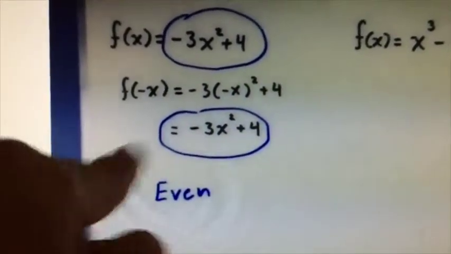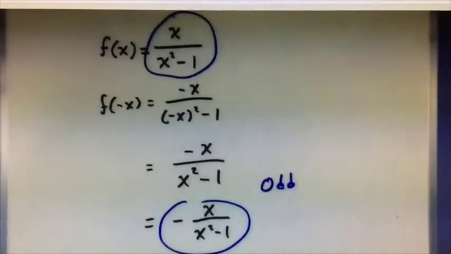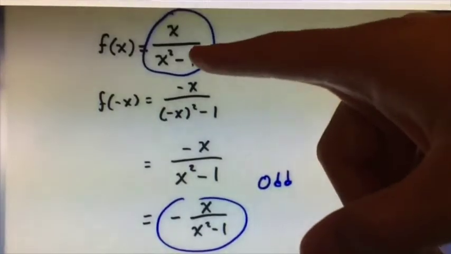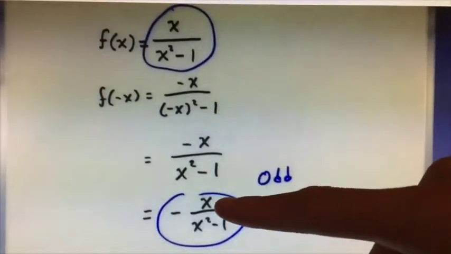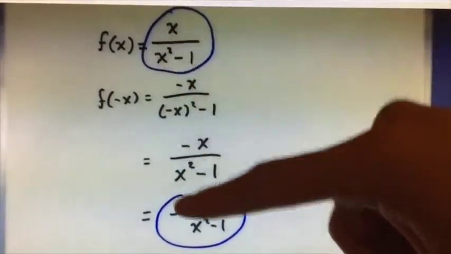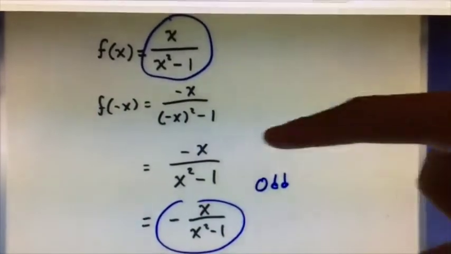They're even. To tell if a function is odd, you do the same thing as even functions and plug in a negative x for x. And if the signs are not the same, see, it's not the same here, there's no negative here, then it's an odd.